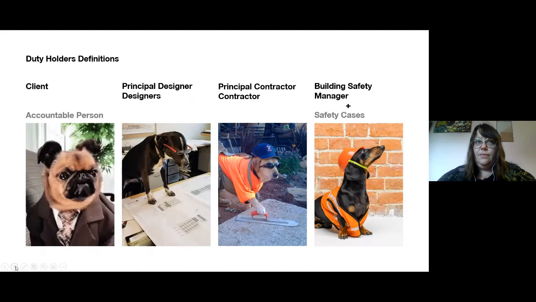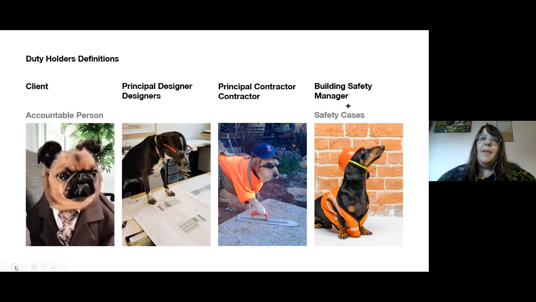So just to move on to this idea of the duty holders and how they've been defined. There's some images here that will be helpful to remember for the next slide, which sets out the diagram. But we have this idea of the accountable person that could be your client. So the client that has procured the building, and if they're the person that is essentially going to own it afterwards, they'd be classed as that accountable person. This is something that's written on the building certificate, so it's a documented piece of information.